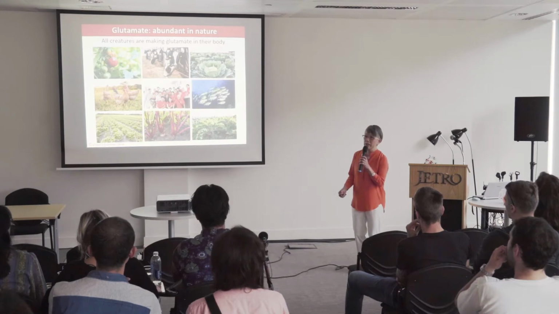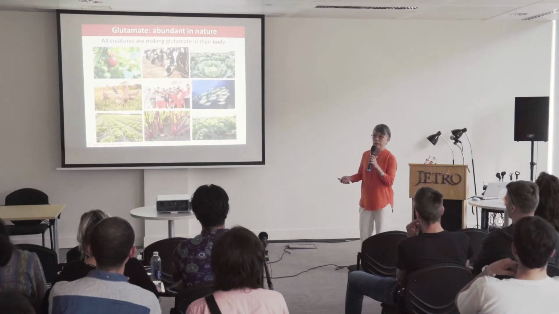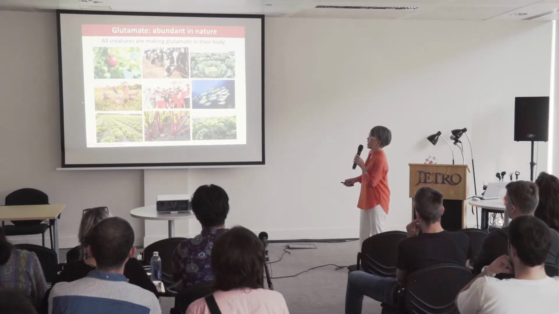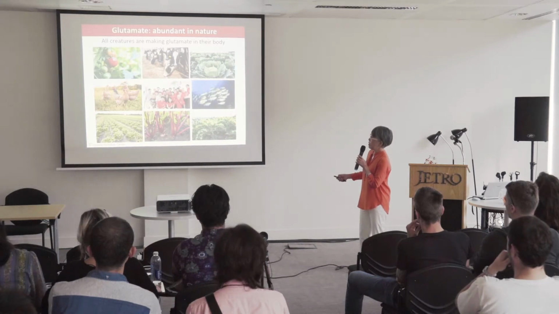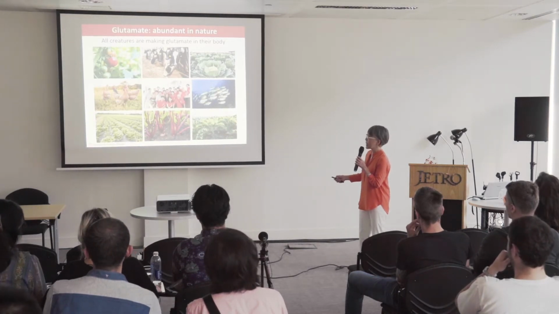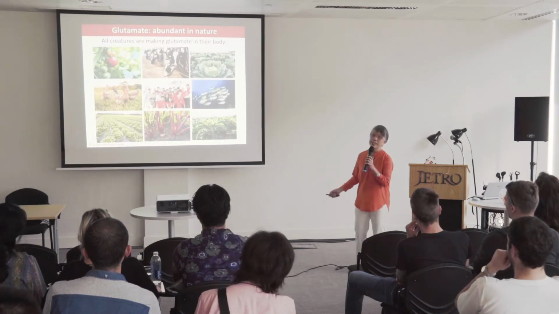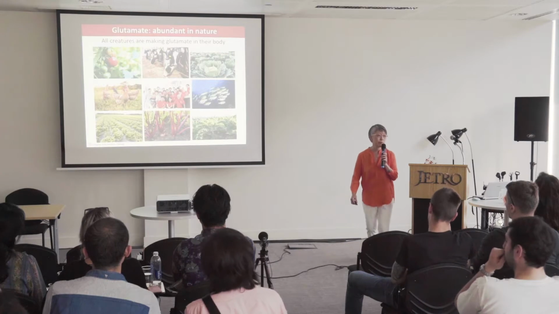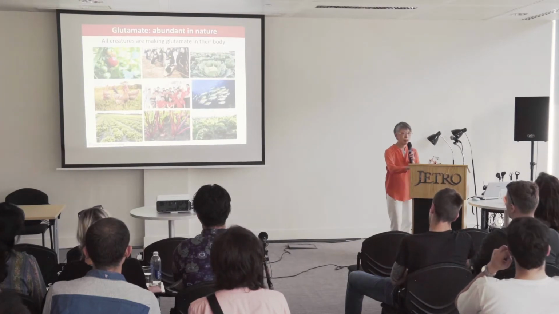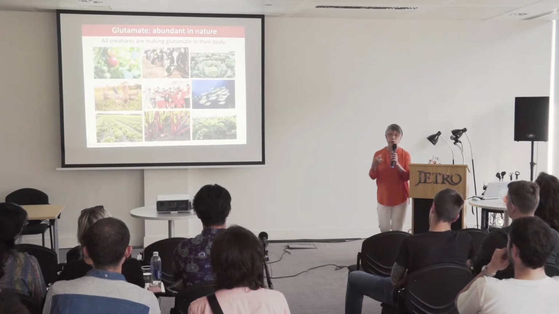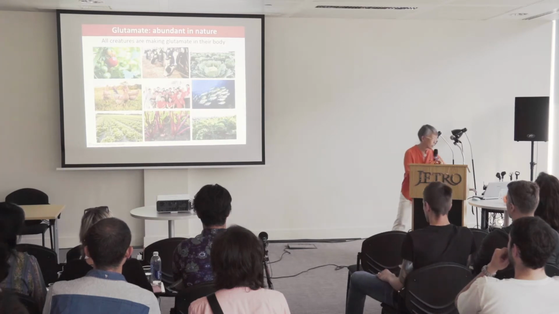And we eat a variety of different kinds of foods every day. And our food is originally a plant or animal. All these creatures are producing glutamate in their body. That's why umami is very familiar to us.